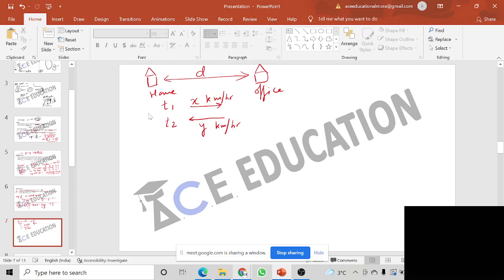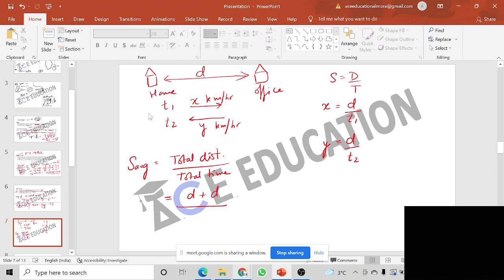While I go, the formula is speed equal to distance upon time. So while going, my speed is x, distance is d, and I take time t1. While coming back, I come faster, cover the same distance, and take time t2. Now when I have to calculate my average speed, it should be total distance divided by total time. My total distance is d plus d, since I went d kilometers and came back d kilometers. The total time that I took was t1 plus t2.